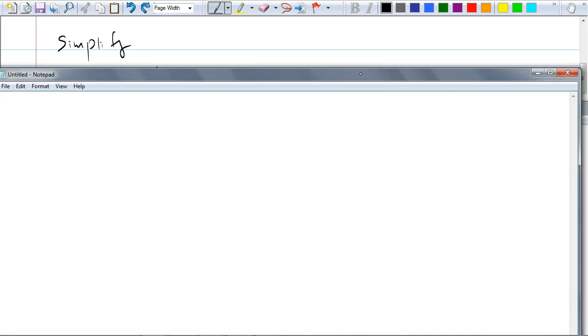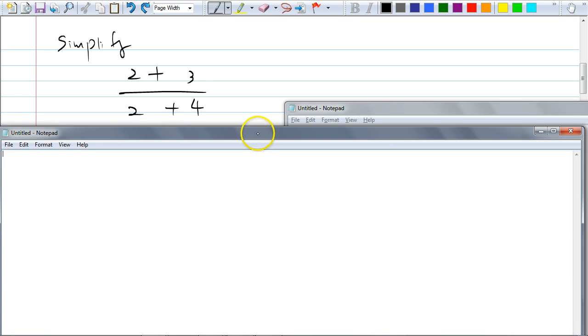So take a look at this example. Take a look at this very simple question. Simplify this: 2 plus 3 over 2 plus 4. I bet everyone knows how to do this. What is going to be the answer if I have 2 plus 3 over 2 plus 4? Yeah, 3/4? How many people say 3/4? Raise your hand. Okay, that's why I gave you this one. The answer is 3/4, huh?